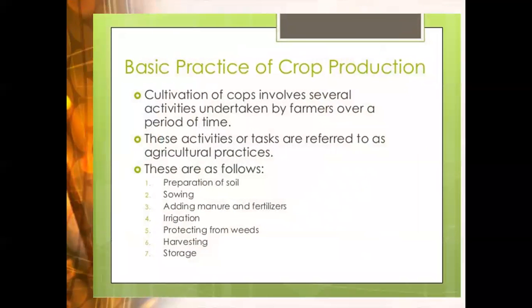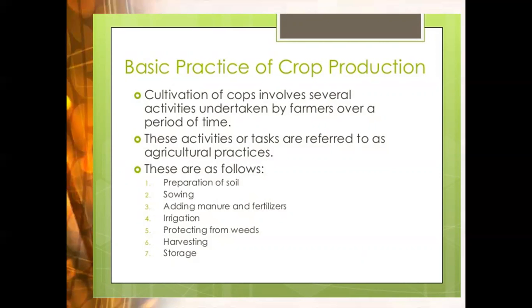For growing all these crops, there are certain practices to be used. Cultivation of crops involves several activities undertaken by farmers over a period of time. These activities or tasks are referred to as agricultural practices. Some of the agricultural practices in crop production are: first, preparation of soil; second, sowing; third, adding manure and fertilizers; fourth, irrigation; fifth, protecting from weeds; sixth, harvesting; and last, storage.